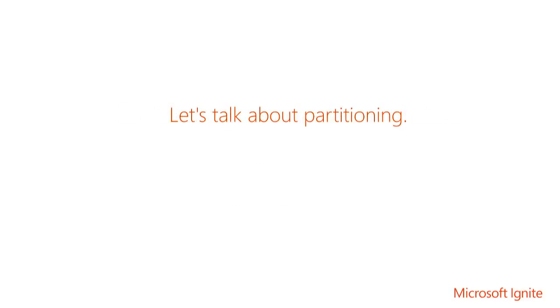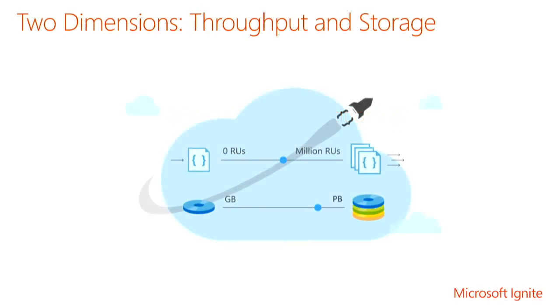So with that said, why do I keep bringing up partitioning? This is, I think, the biggest part about modeling your data in DocumentDB. We basically think of the world in two dimensions. One dimension is storage, the other dimension is throughput. That way you don't have to deal with thinking of the world in terms of hardware, like how many gigabytes of RAM do I need to support 1,000 requests per second?